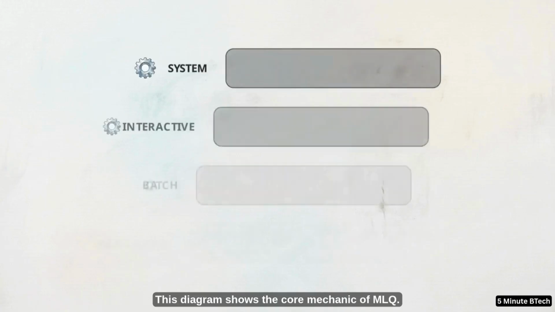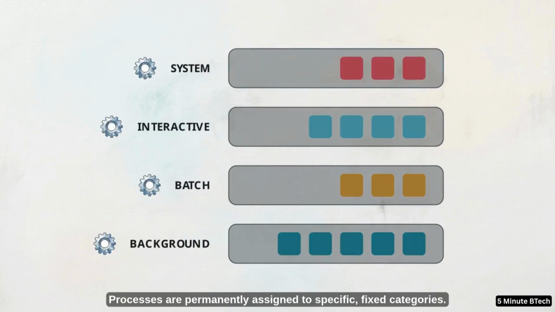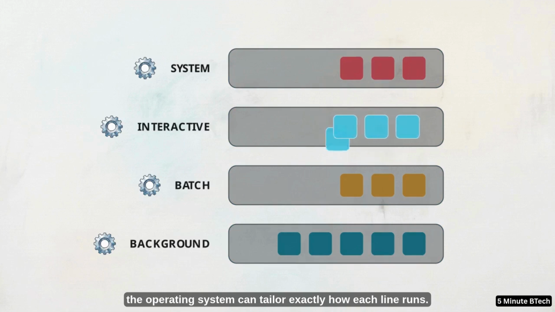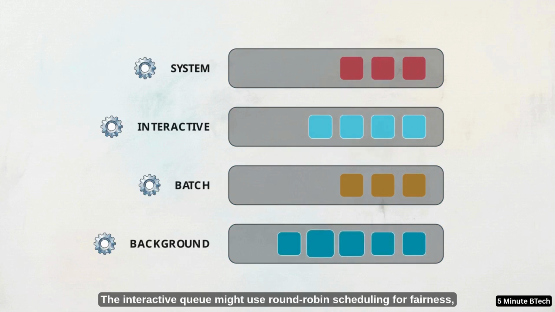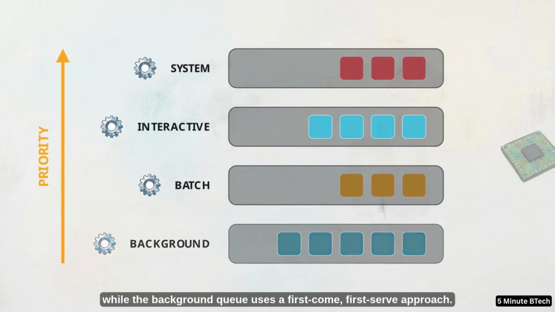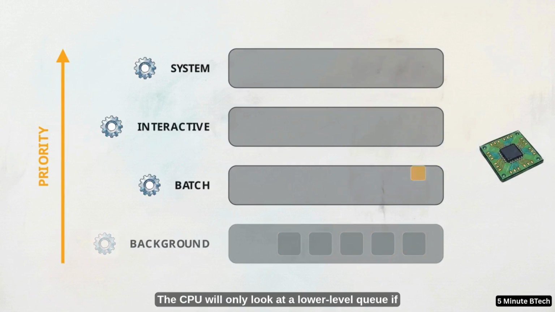This diagram shows the core mechanic of MLQ. Processes are permanently assigned to specific fixed categories. Because the queues are separated, the operating system can tailor exactly how each line runs. The interactive queue might use round-robin scheduling for fairness, while the background queue uses a first-come, first-serve approach. But there is one strict rule. The CPU will only look at a lower-level queue if the ones above it are absolutely 100% empty.